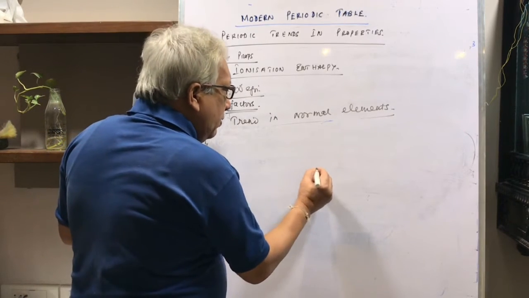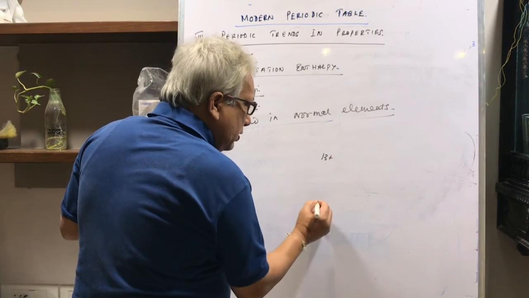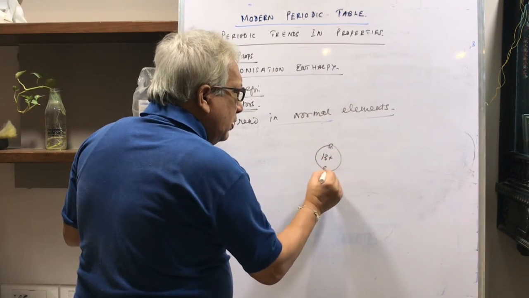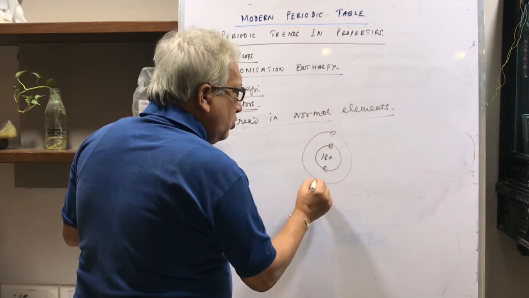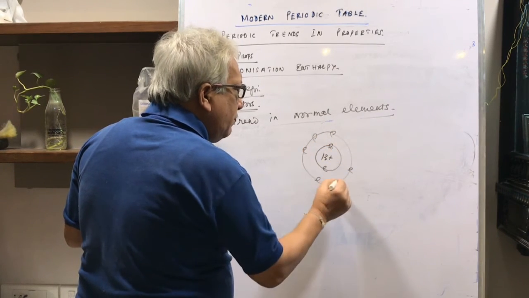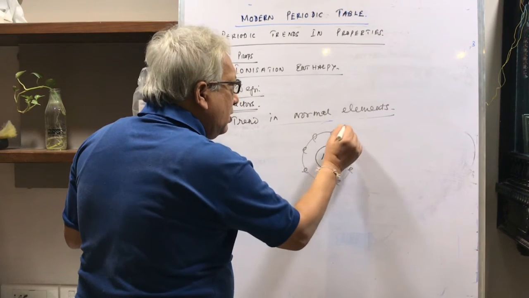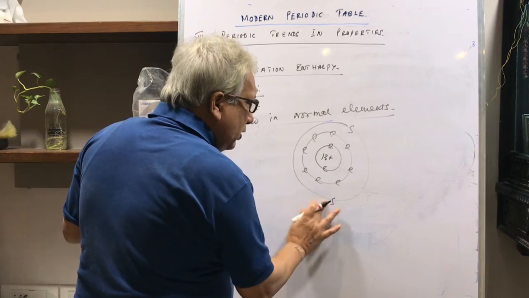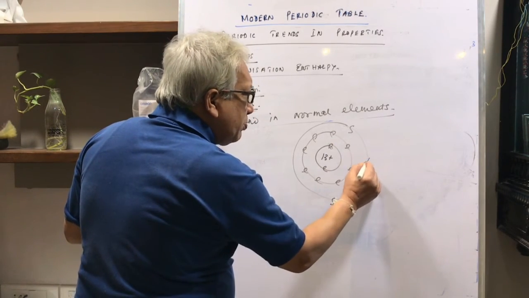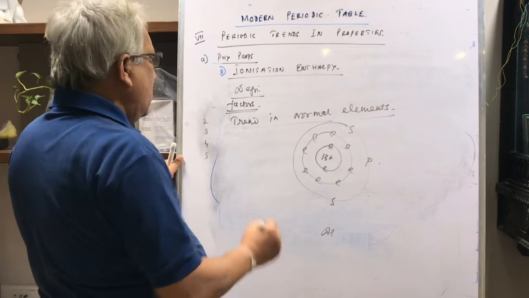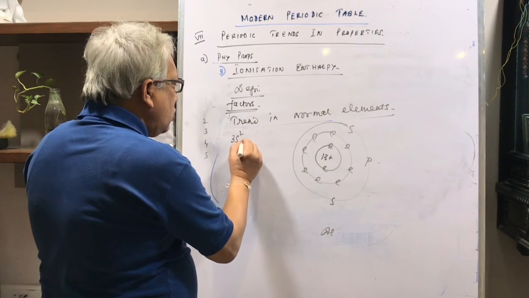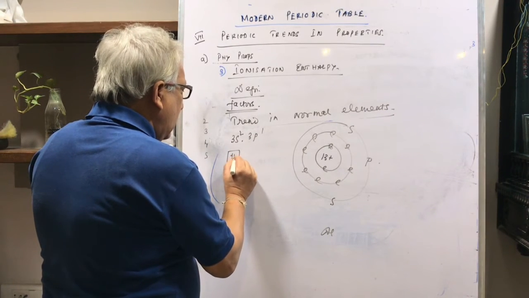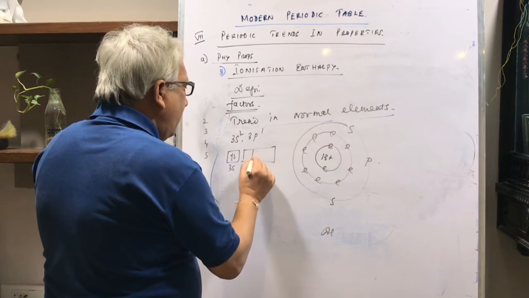In case of aluminium, there are 13 protons in the nucleus. So I am talking about aluminium. First shell 2 electrons, second shell 8 electrons, 1 2 3 4 5 6 7 8, and in the third shell there are 2 electrons in the s subshell and 1 electron in the p subshell. Is that okay? Because its outermost configuration is 3s2 3p1. So this is 3s2 and this is 3p1.